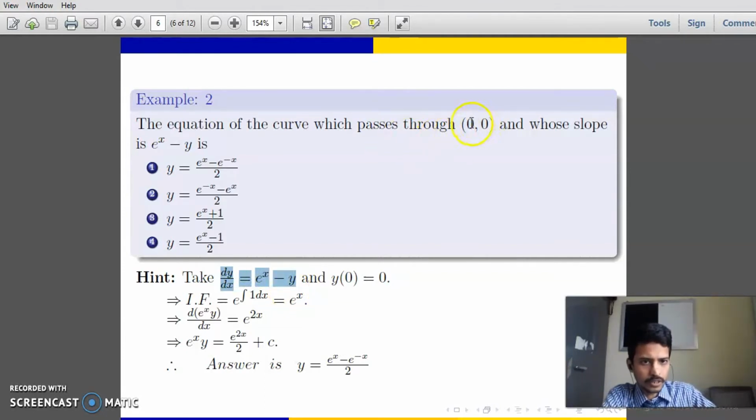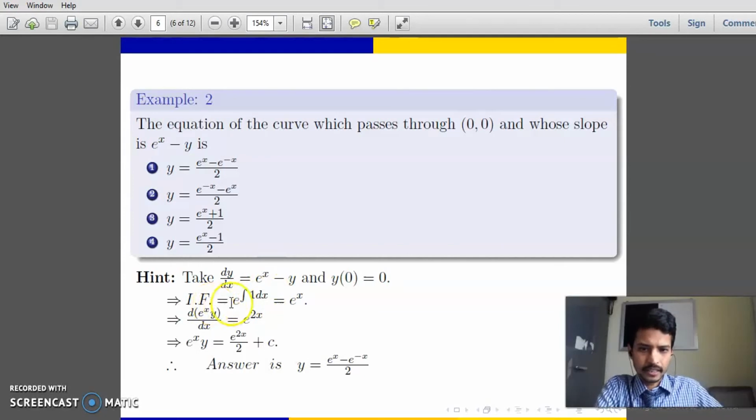And what about this (0, 0)? The ordered pair x equal to 0 and y equal to 0. I will rewrite this ordered pair as the initial condition for the given differential equation. So now I will solve the whole differential equation with the initial condition. You know already this is a linear equation, and what I will do, I will take this minus y to the left hand side, that is dy by dx plus y is equal to e to the power x.